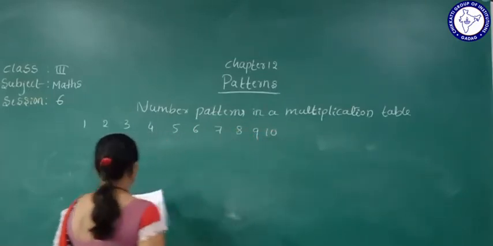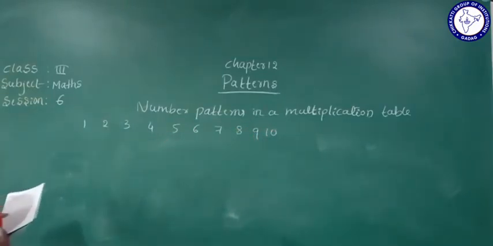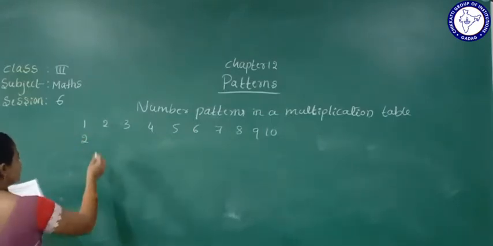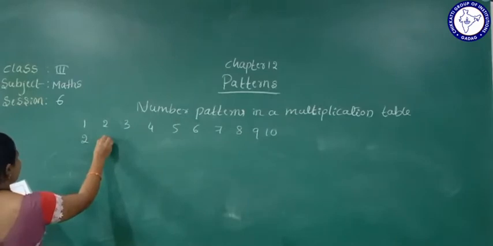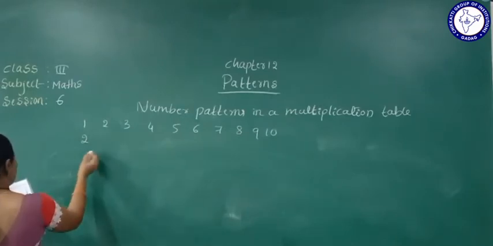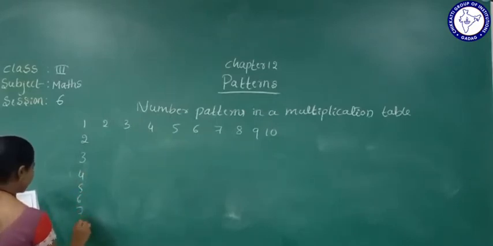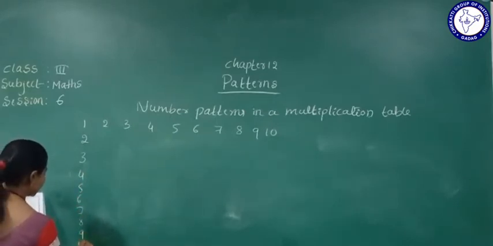Next, we'll see here 2. Which number comes next? Here 3 4 5 6 7 8 9 10.